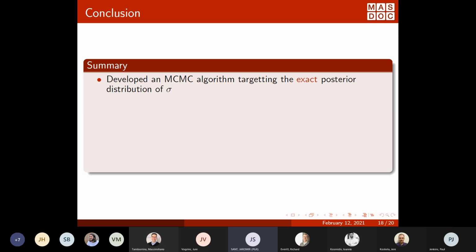Okay, so this brings me to the end of my talk. In summary, we've developed an MCMC algorithm that targets the exact posterior of the selection parameter sigma, and we've managed to do this via state space augmentation and using the exact algorithm for the Wright-Fisher. This immediately means that we don't need any kind of discretization, and we're guaranteed that our posterior draws are coming from the true posterior distribution.